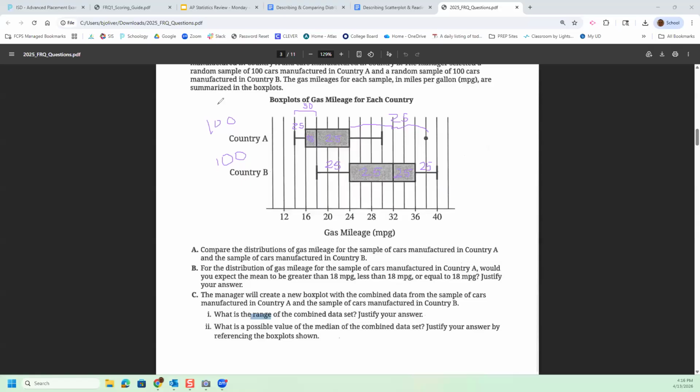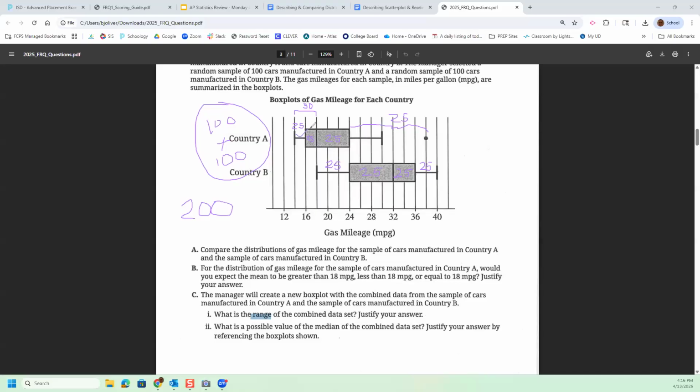So if I were to roll these two countries together, how many total cars do I have? 100 plus 100 is 200. And where would the median of 200 cars be? What number car? Don't worry about the number in the graph. What number car would be the middle of 200 cars? 100. And so what I'm going to do is start counting from the left.